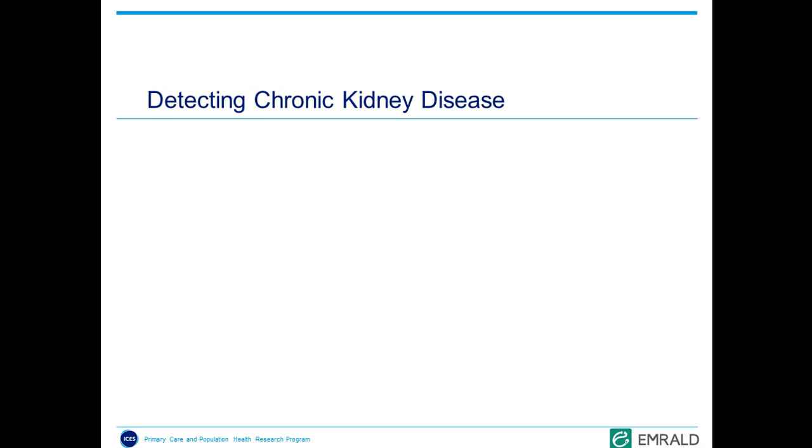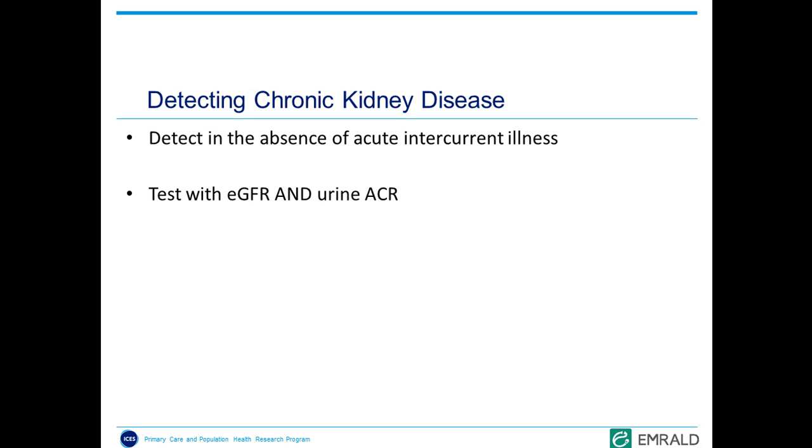Detection of CKD should be done in the absence of acute intercurrent illness, for example, recent GI illness, excess diuretic use, or recent use of NSAIDs. Testing should be done with both eGFR and urine albumin to creatinine ratio, otherwise known as ACR, which you can get when you tick off microalbumin on the Ontario lab requisition.